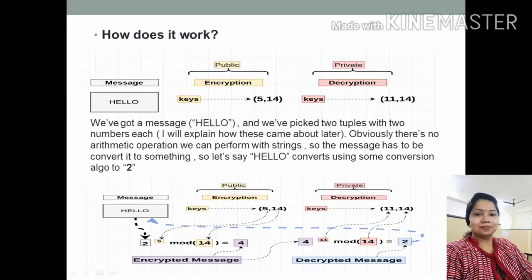Same in the case of decryption, the 4 is converted back to 2 with the help of the decryption formula, where we have the value of d, that is 11, and the value of n, that is 14.